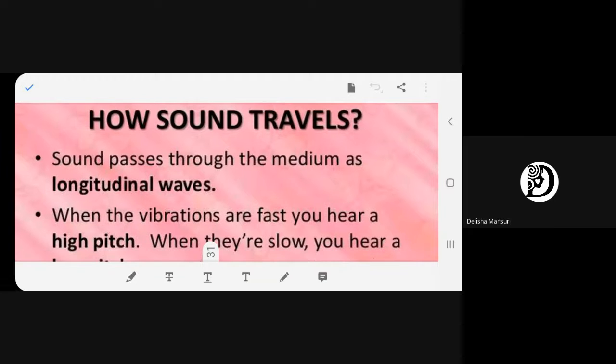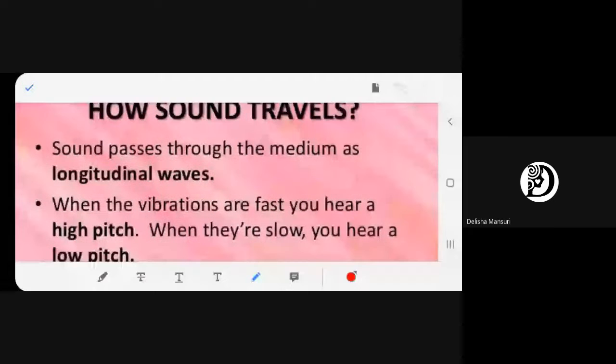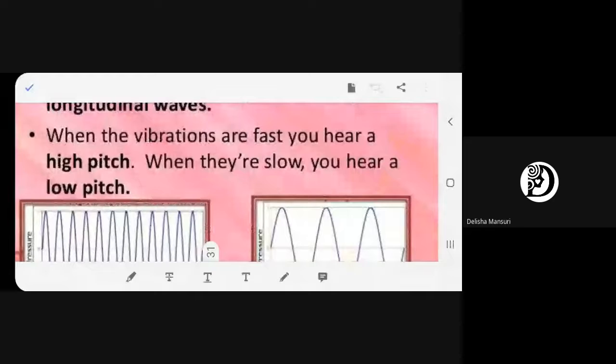How do they move? They move in longitudinal waves. This is called longitudinal waves. Okay? Now, if the vibrations are very fast, that means it's happening very soon, so you get a high pitch. If they're slow, you get a low pitch sound.